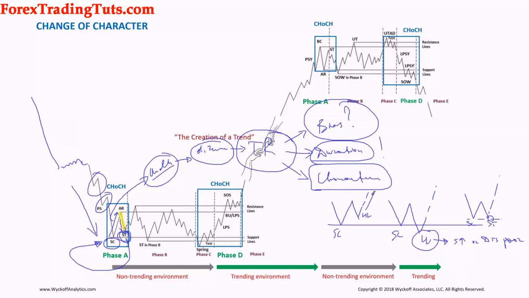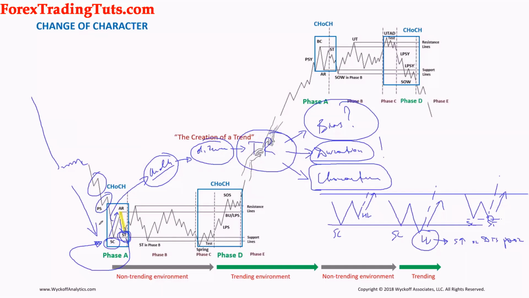Why? Well, because they recover after the test, they reverse, and they come back to the area of the resistance, therefore finishing the downward swing and reversing that swing. So again, something for us to remember in the future.